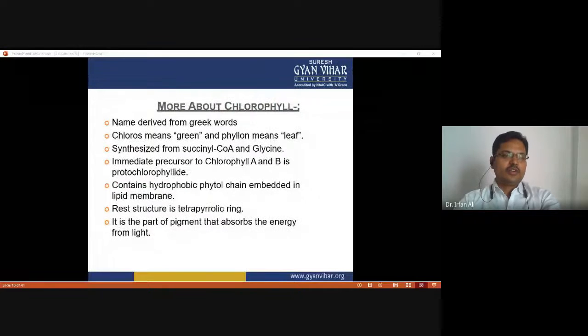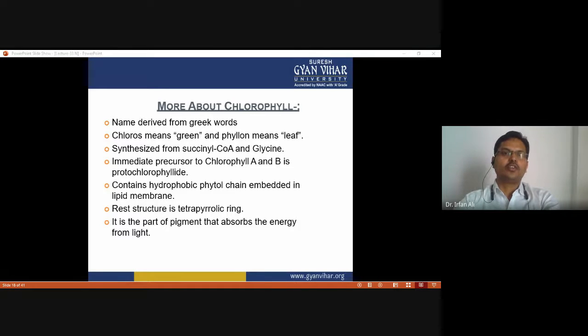So, some more concepts related to chlorophyll. As you know, the name is derived from the Greek word chloros, which means green. That's why it is called chlorophyll. The name was given because it looks green in color, and phyllos means leaf. So it is the green color found on the leaf. The name chlorophyll is derived from these Greek words.